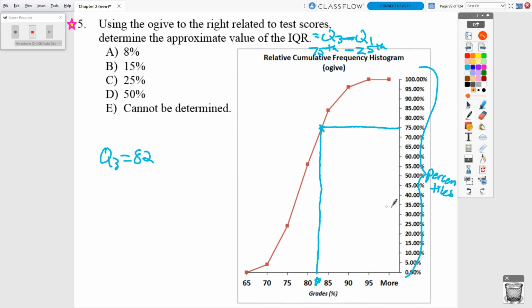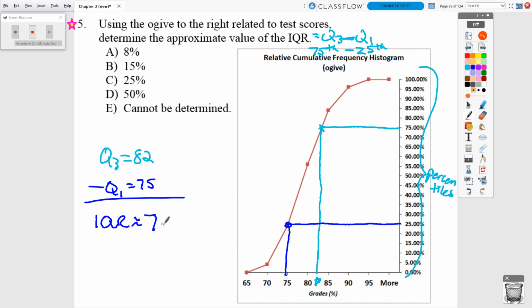And then the 25th percentile will come down here. We'll try to go across horizontally as best as we can. Looks like it's hitting about that point right there, and drop straight down, and that looks like a much closer 75. So if I subtract those away, then I get an approximated IQR of about 7%. And so what's the closest answer? 8%.